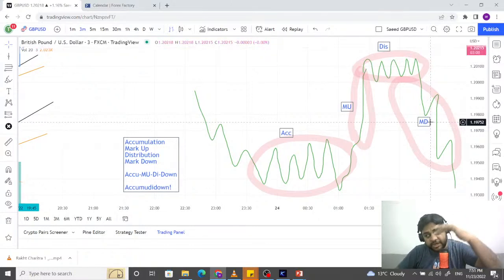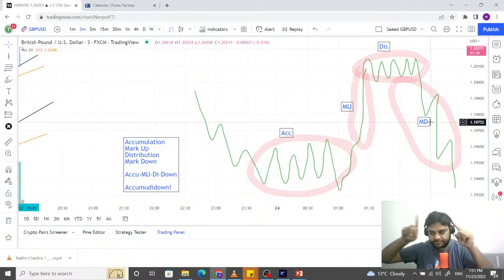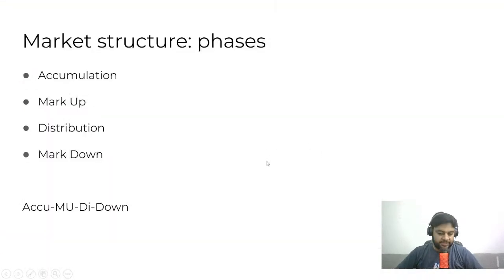So that's how the market moves, always in cycles, always. First you have accumulation, and then markup, the market goes up, and then you have distribution, and then you have downtrend or mark down. Now what's the significance of this? If you know this, then you will be able to understand where the market is going.